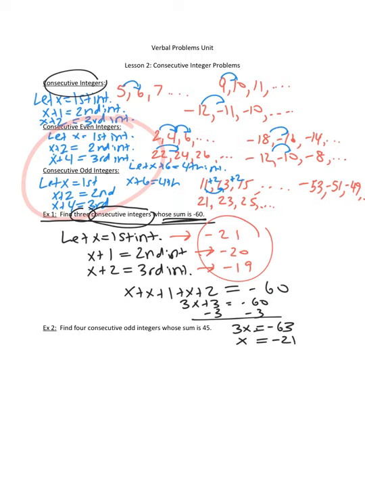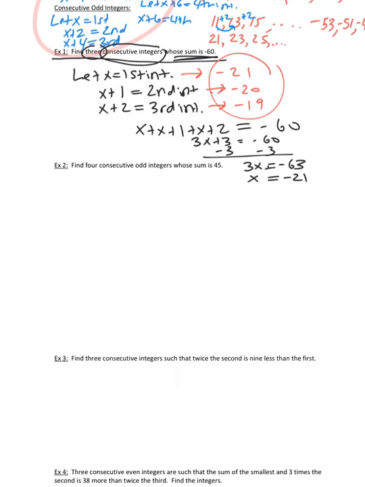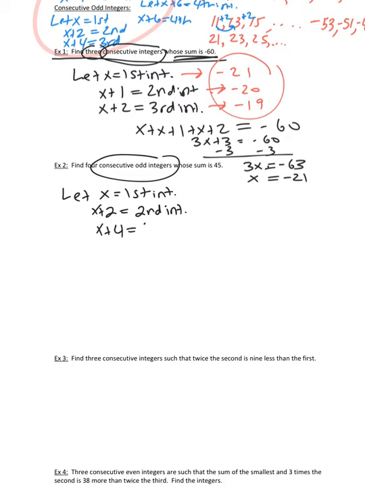Okay, taking a look at the next one. Find 4 consecutive odd integers whose sum is 45. So I am going to find consecutive odd integers. That means I need let statements that say let x equal the first integer, let x plus 2, because odd integers increase by 2, equal the second integer, let x plus 4 equal the third integer, and it says that there are 4 of them, so I need to do this again for a fourth integer. Let x plus 6 equal the fourth integer.